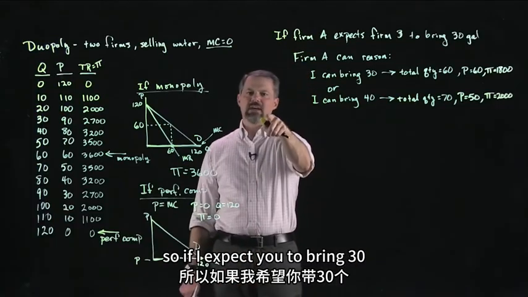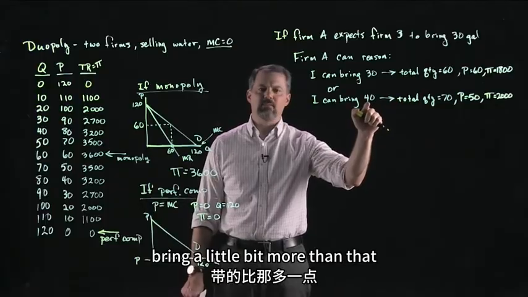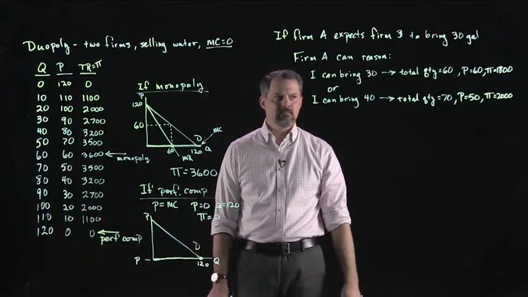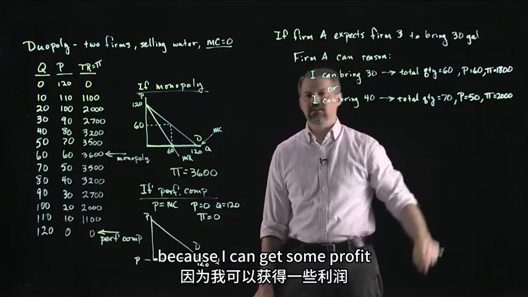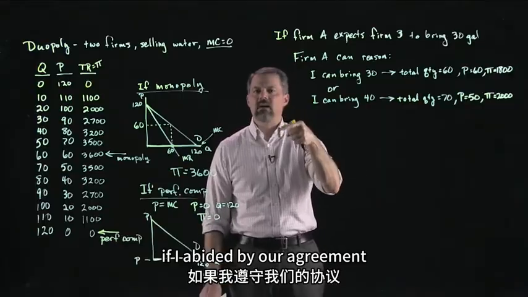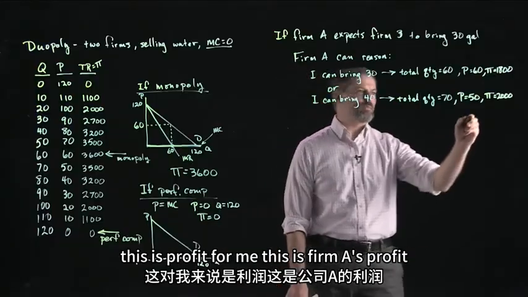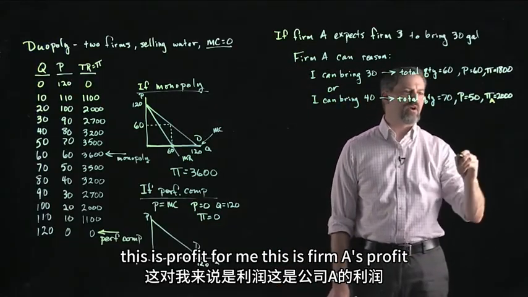So if I expect you to bring 30, it's in my best interest to actually bring a little bit more than that, bring 40. Because I can get some profit above and beyond what I could have gotten if I abided by our agreement. Now notice what your profit is going to be. This is profit for me. This is firm A's profit.